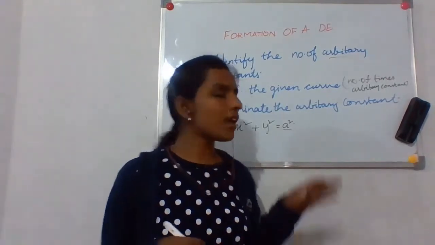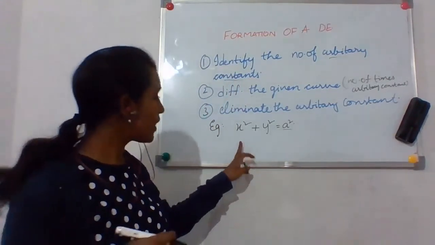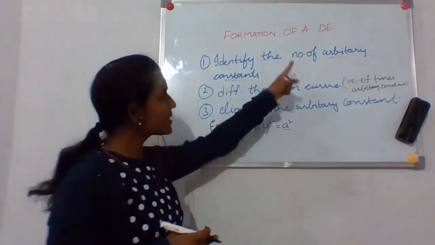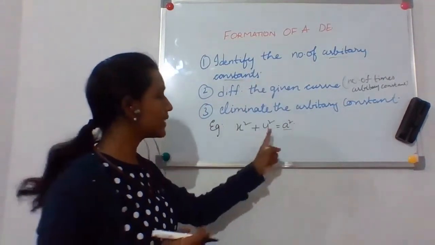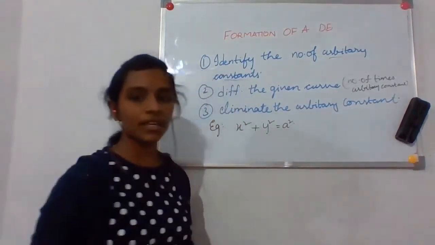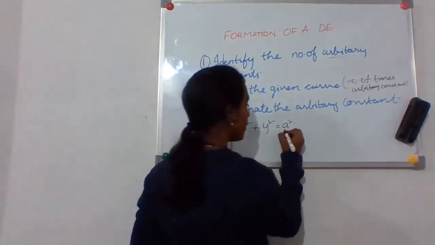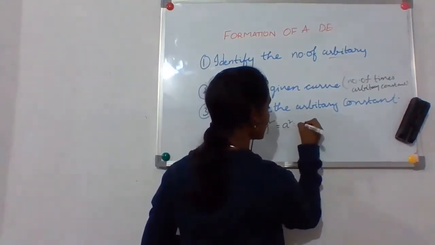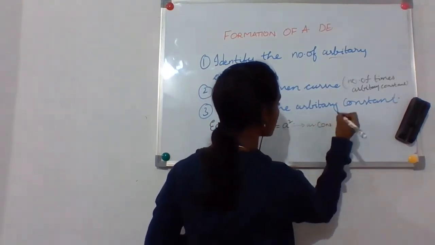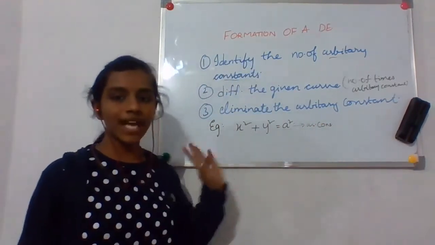Okay. So now let us look at the first example. What is this? x square plus y square equals a square, right? First step is identifying the arbitrary constant. I have identified that there is one arbitrary constant over here. Only one arbitrary constant is present. That is a, the arbitrary constant.